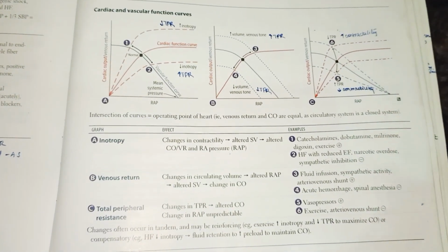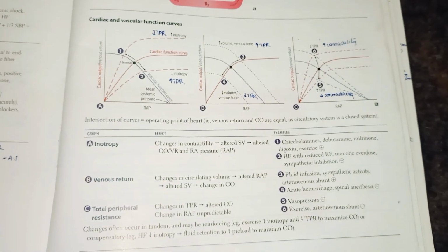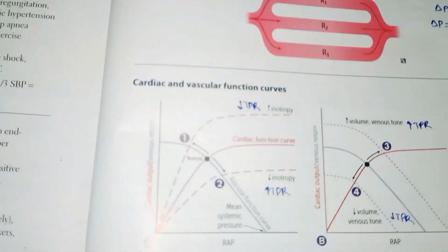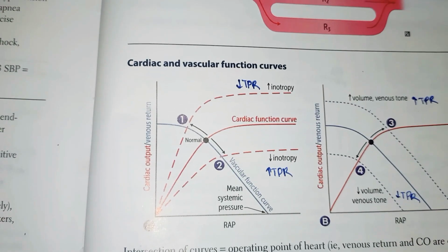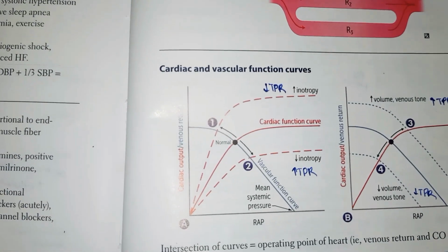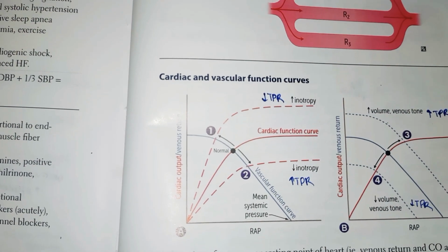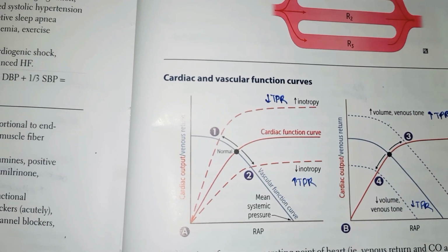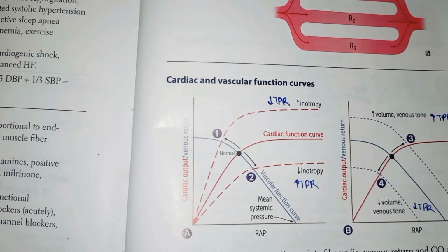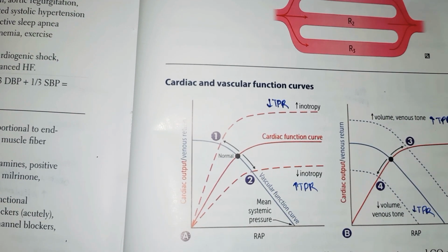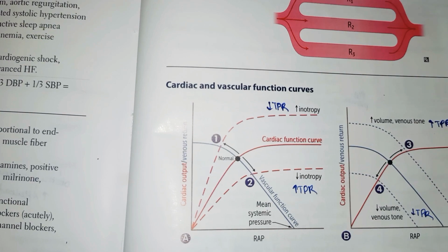Now let us discuss the cardiac and vascular function curves. Here the first one, this curve represents the inotropy. So let us understand what is inotropy now. Inotropy is nothing but the change in contractility. As the contractility is changing, there is altering of stroke volume, and that is leading to altered cardiac output, vascular resistance and right atrial pressure.